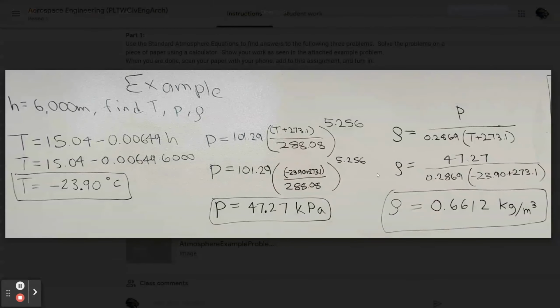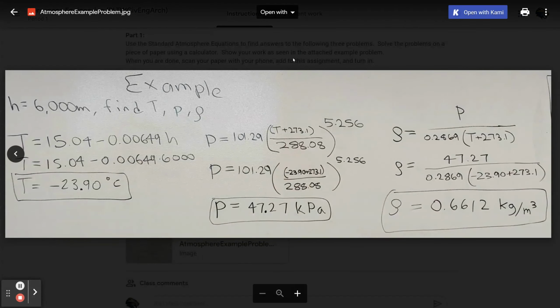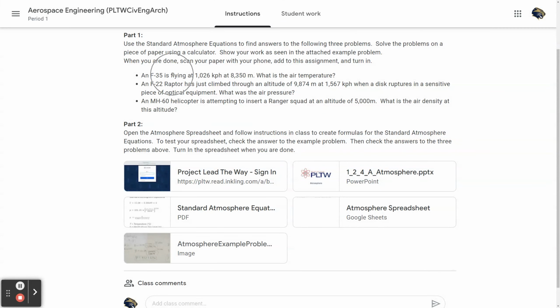So that shows you how to do the problems. The problems you have to do here are really just the same problem. You'll notice they give you the speed, and you probably figured out that the speed is irrelevant. Also, the equations are in this PowerPoint, but the way they wrote them, they had all the units in them, and it made it hard to see what they look like.